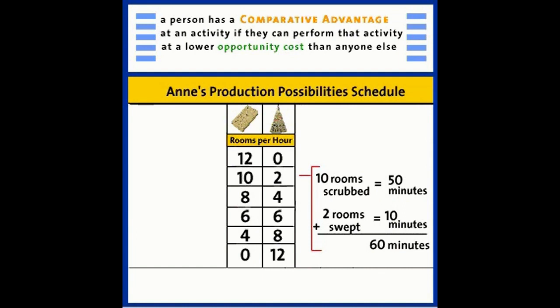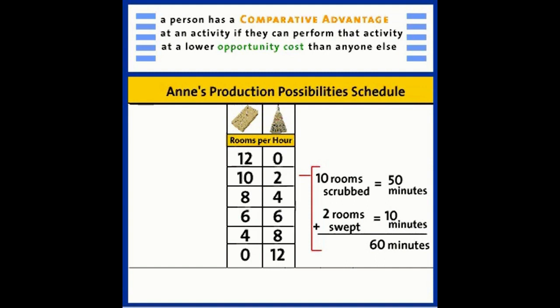Notice that all of these numbers in this column, 12 and 0, 10 and 2, 8 and 4, and so forth, all of the combinations add to a total of 12. That's because Anne's opportunity costs are 1 room swept for 1 room scrubbed.